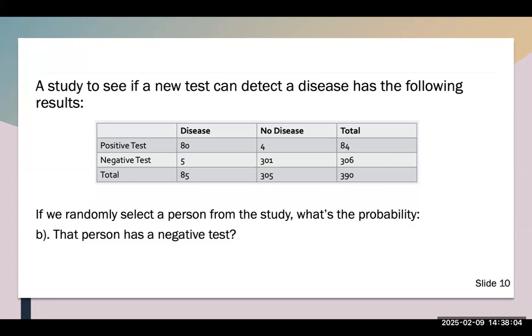Okay, if we randomly select a person from the study, what's the probability that person has a negative test? Negative test is the second row here, and you can see that 306 people had a negative test. So 306 out of 390 gives us a probability of 0.785. So you could say there's about a 78.5% chance that if we randomly select a person, they'd have a negative test.